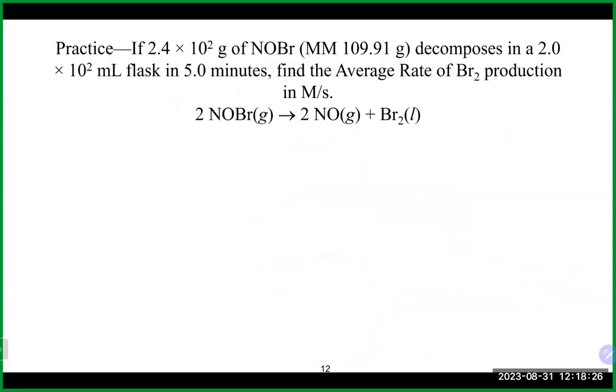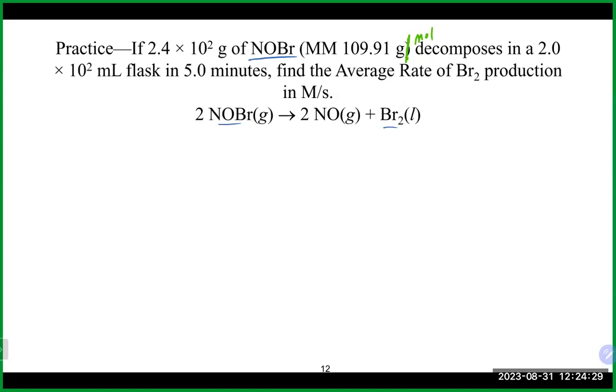All right. So why don't you try this one? If we have 2.4 times 10 to the 2 grams of NOBr, with molar mass from the periodic table of 109.91 grams per mole, that decomposes in a 2 times 10 to the 2 flask in 5 minutes.